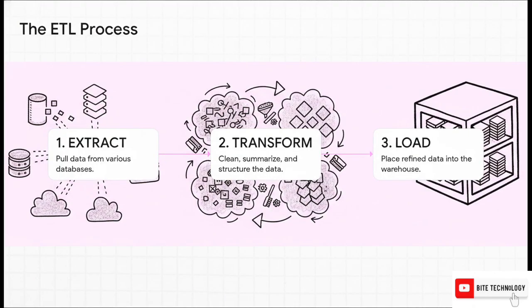So, how does the data get in there? Well, it doesn't just show up. It has to go through a really important 3-step process called ETL. Think of it like a data refinery. First, you extract the raw data from all your different operational databases. Then, you transform it. This is where you clean it up, summarize it, and get it all structured nicely. And finally, you load that polished, analysis-ready data into the warehouse.